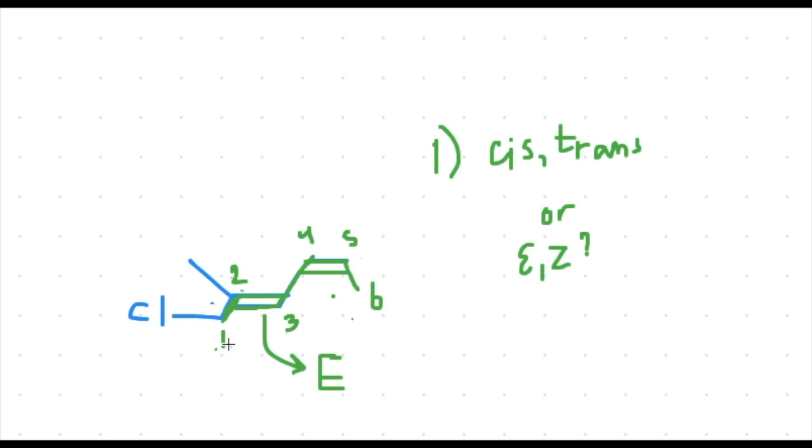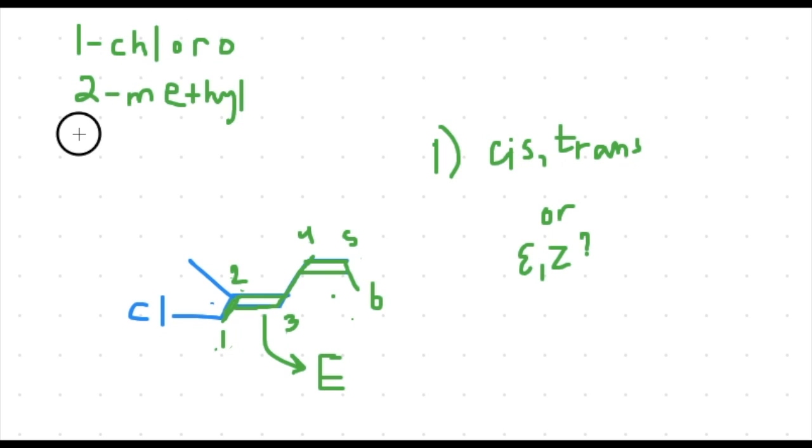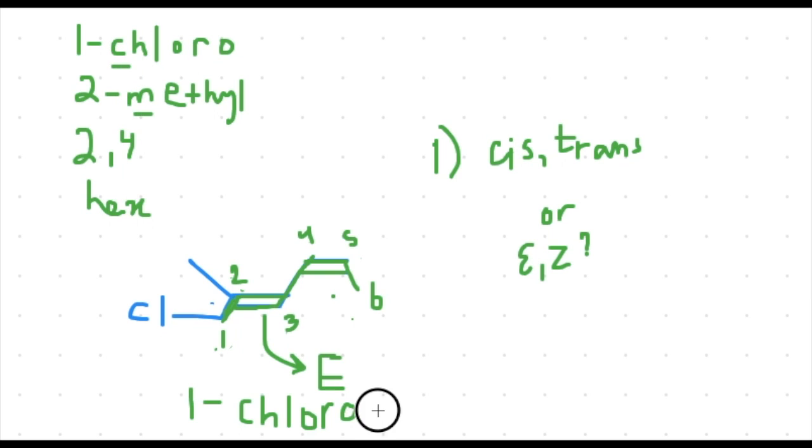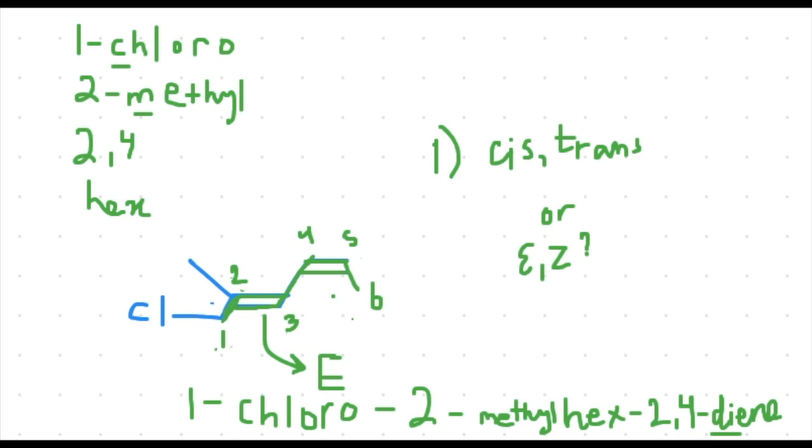So I'm going to start my 1 from down here, and I have a chlorine on the 1, which is a 1 chloro, a methyl on the 2, double bonds on the 2 and 4, and my longest chain is a 6, so it's a hex. Now to put it together in order, we always go in alphabetical order, looking at the first letter of our substituents. So we have the 1 chloro, dash 2 methyl, and hex, 2, 4 because we have 2 double bonds, diene because we have 2 double bonds.